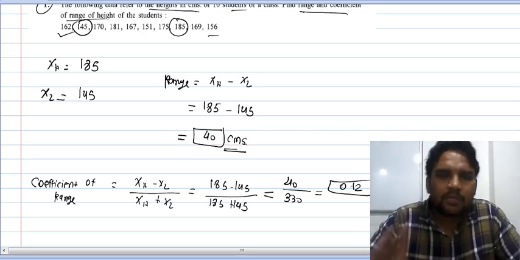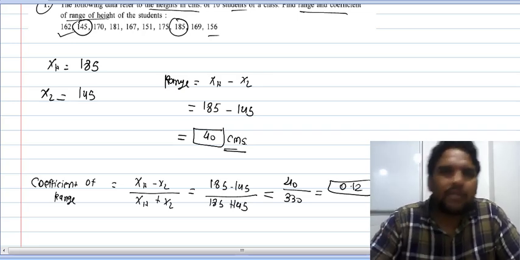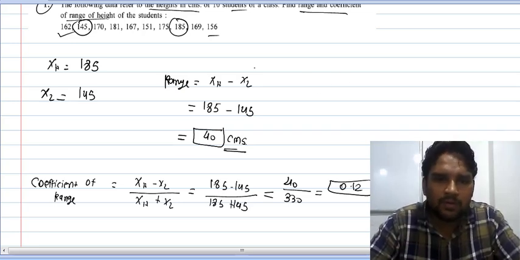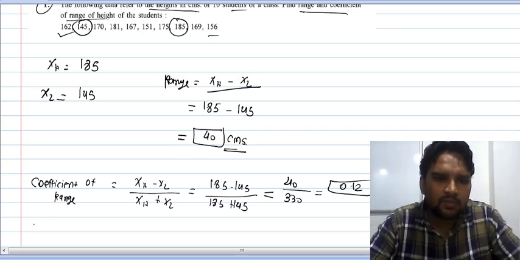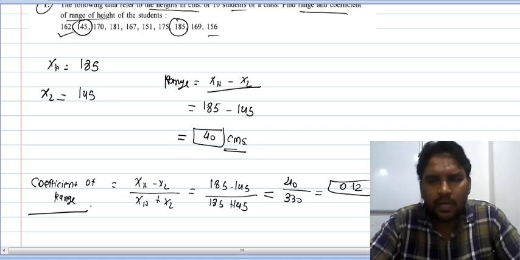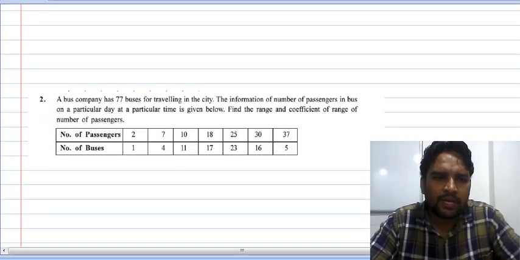Understood this? Is this topic easy or not? It is extremely easy. You just need to identify the highest observation and the lowest observation, that is the first step. Second step, you have to remember these two formulas. First is range and second is coefficient of range. If you are able to remember these formulas and apply them, you will get the answer. It's a very easy topic, I think. Now the second question.